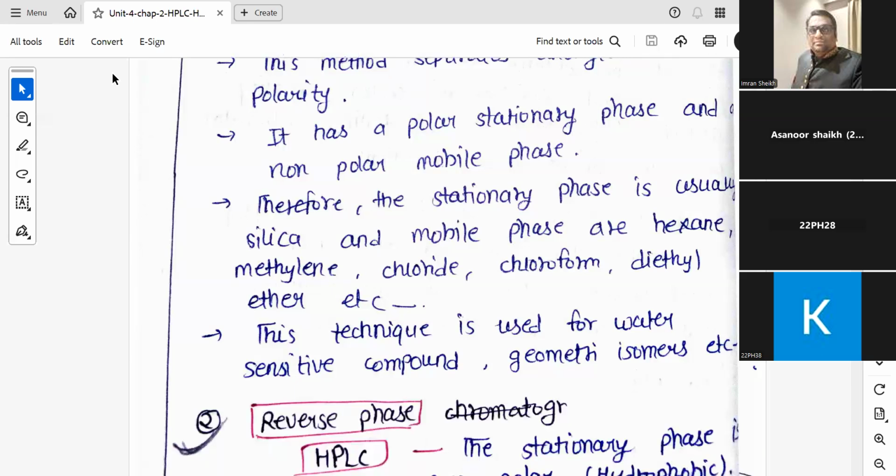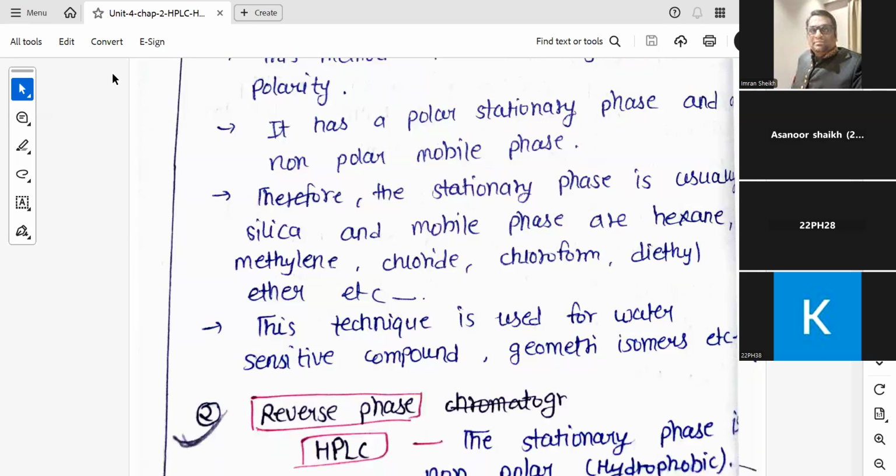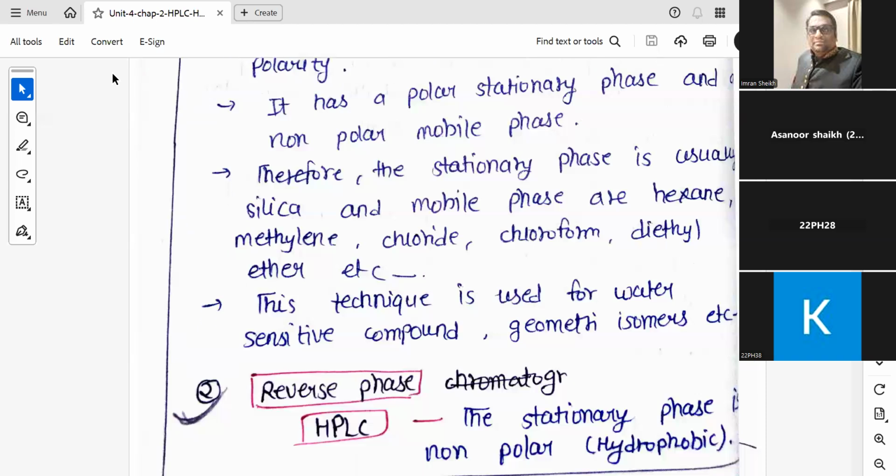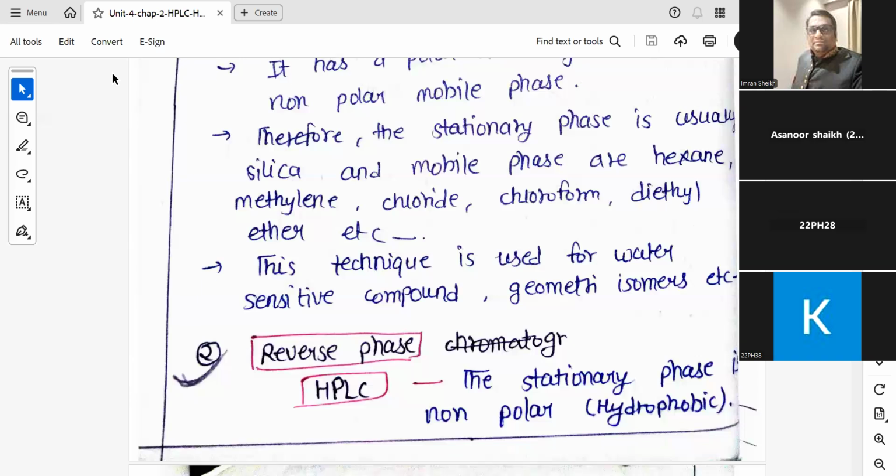Okay, now, what is the composition of the stationary phase? The stationary phase has the composition of silica, and the mobile phase can be made up of hexane, methylene chloride, chloroform, diethyl ether.